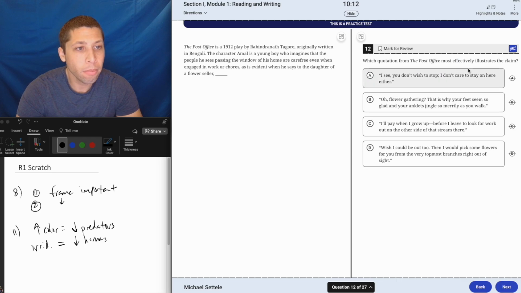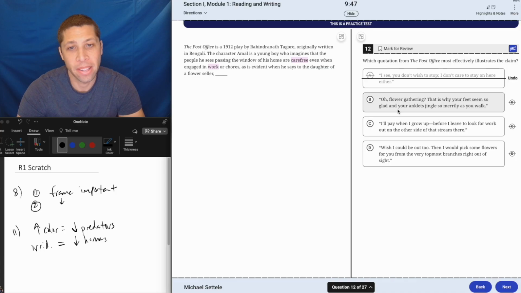Next. Illustrates the claim. The character models a young boy who imagines that the people he sees passing the window of his home are carefree, even when engaged in work or chores, as is evident when he says to the daughter of a flower seller, "I see you don't wish to stop. I don't care to stay on here either." Well, I don't see anything carefree there. "Oh, flower gathering, that is why your feet seem so glad and your anklets jingle so merrily as you walk." Maybe that's carefree, and they're gathering flowers. Maybe that's work. "I'll play when I grow up, before I leave to look for work out on the other side of the stream there."